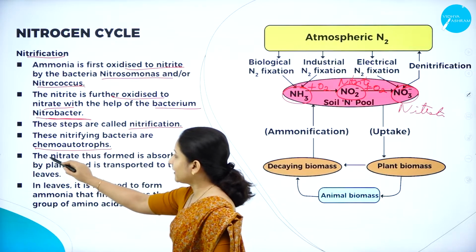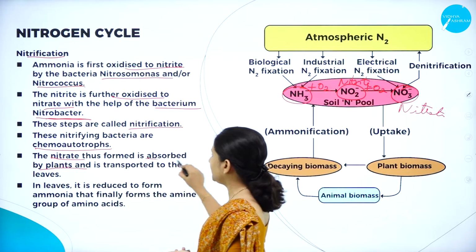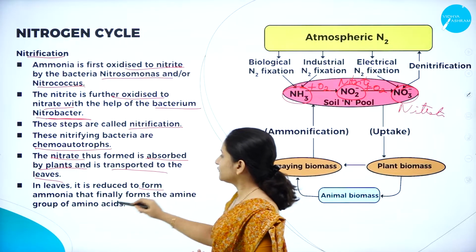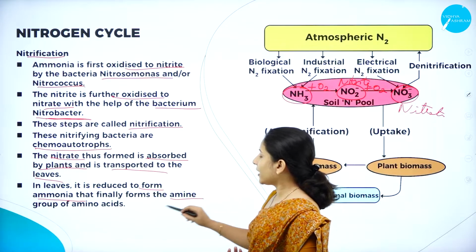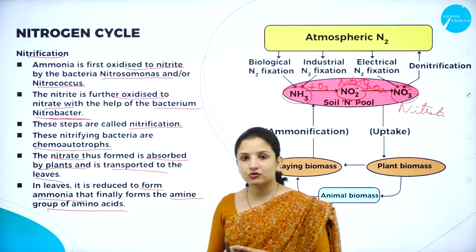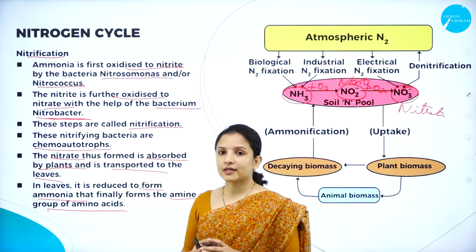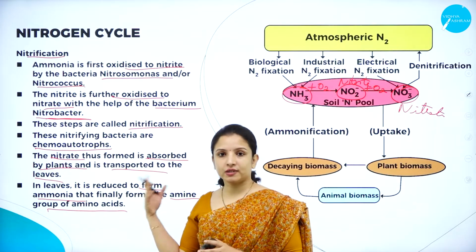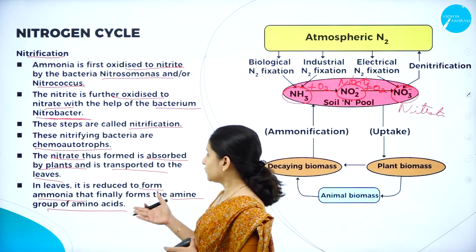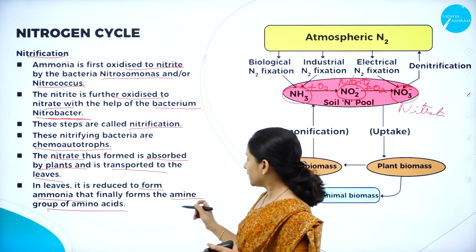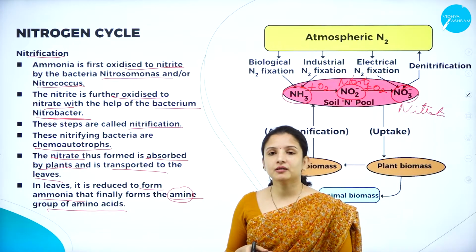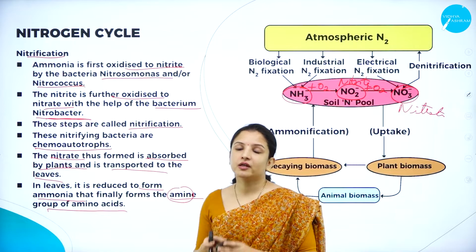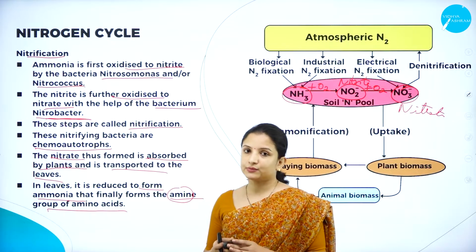So the nitrate that is formed at the end is the one that is actually absorbed by the plants, and it is transported to the leaves. And in the leaves, it is reduced to form ammonia and that finally forms the amine group of amino acids. So that is how nitrogen helps in the formation of the amino acids. The nitrates will be absorbed by the plants and transported to the leaves. In the leaves, the nitrates will be converted into ammonia, and this ammonia will get converted to amine, which are the groups of amino acids, and these amino acids finally form protein. So that is why nitrogen is very, very important in the formation of amino acids as well as proteins in the plants.